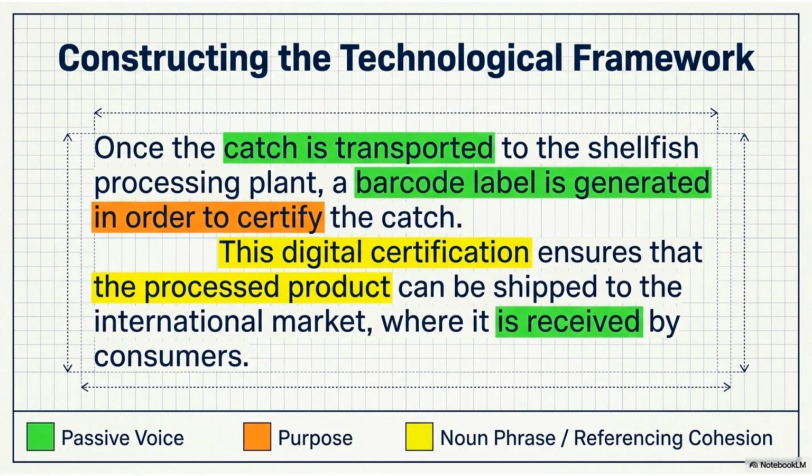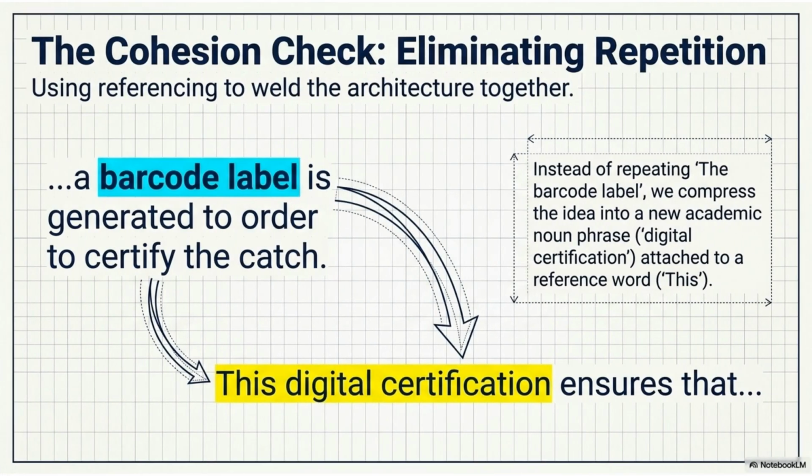Within this technological framework, focus on the passive voice to describe the product's journey. Use purpose clauses, like "in order to certify," to explain the function of each step. Refine your cohesion by avoiding repetition. Instead of repeating phrases, compress complex ideas into academic noun phrases, like "this digital certification." This welds your paragraphs together.